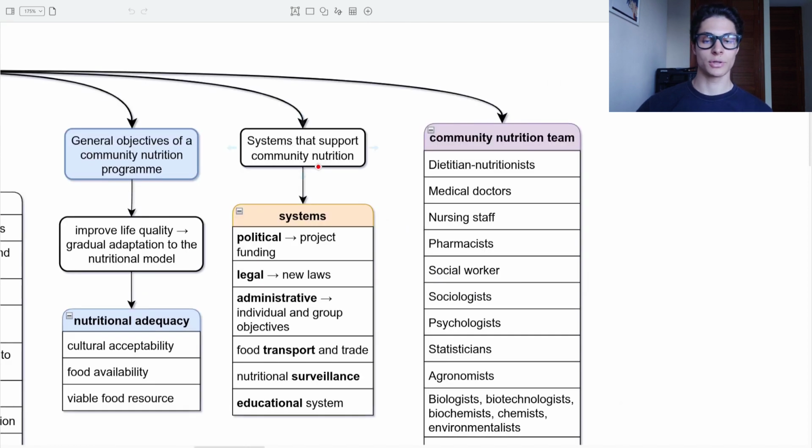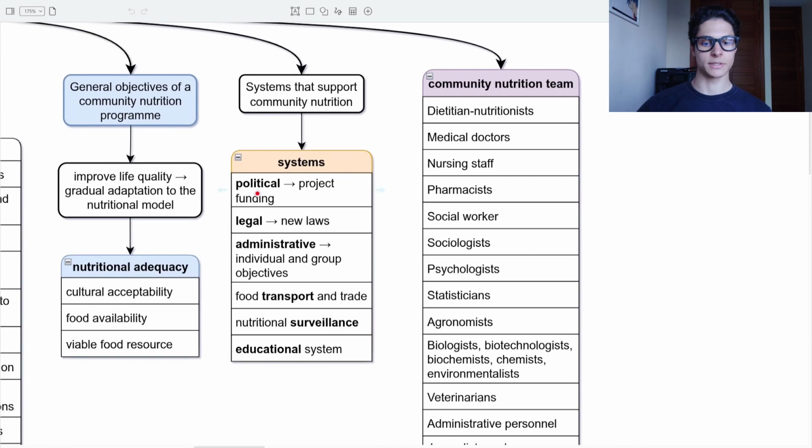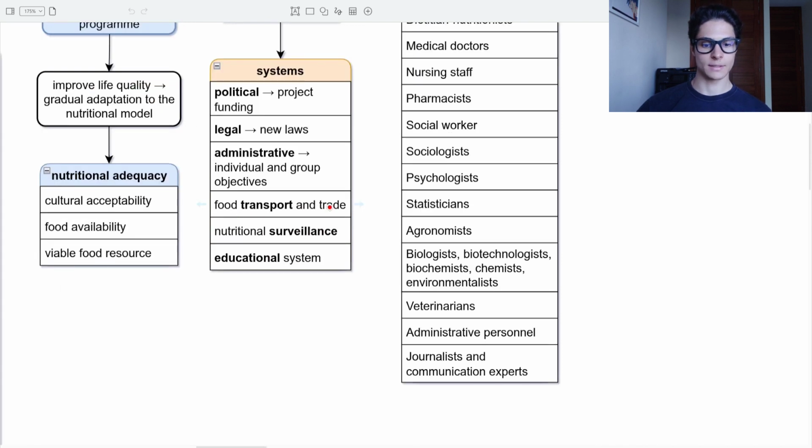Systems that support community nutrition. We have the political system via project funding, the legal system creating new laws on nutrition, and the administrative system. They create and follow individual and group objectives. Food transport and trade, nutritional surveillance and the educational system.